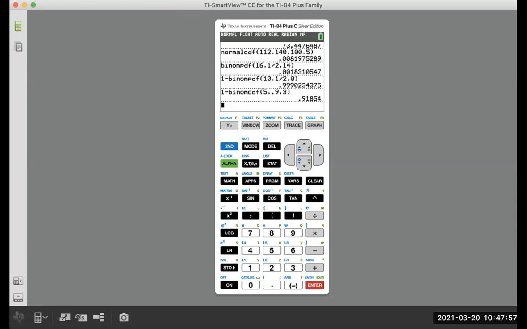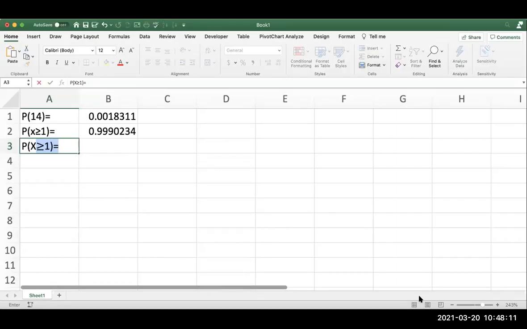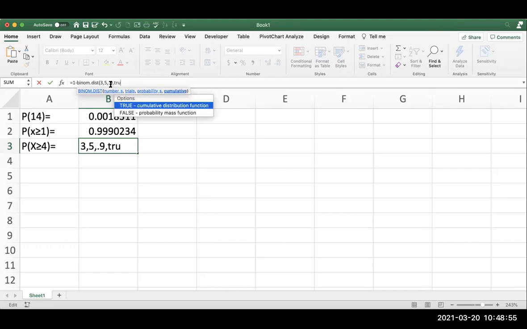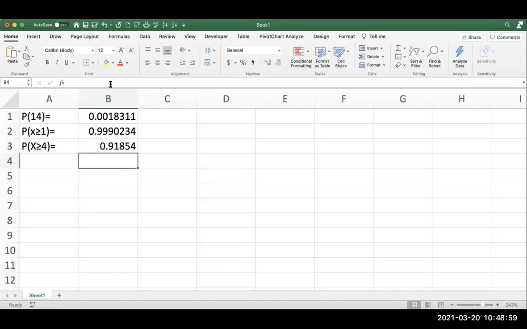Okay, so let's do Excel. I want to figure the probability that X is greater than or equal to 4. So again, I'm going to have to do the complementary event. And so 1 minus binomial distribution of number of successes. I want to get rid of the first 3 successes. Number of trials is 5. Probability of success was 0.9. And I want this to be cumulative. 0.91854.